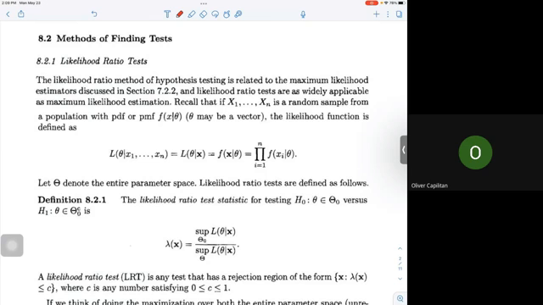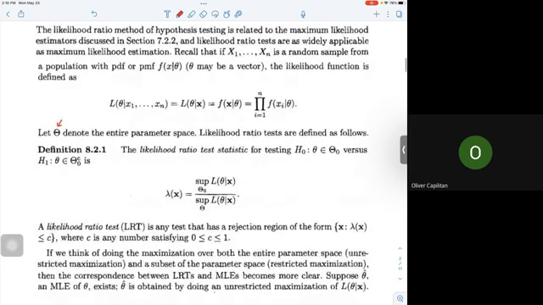So in this case, we fix our sample, and the one who is variable here in the likelihood function is our parameter theta. And this is equal to the joint density of our random sample. And that would be equal to the product of the densities, f of x sub i given theta, from i equals 1 up to n. So we denote by big theta the entire parameter space.